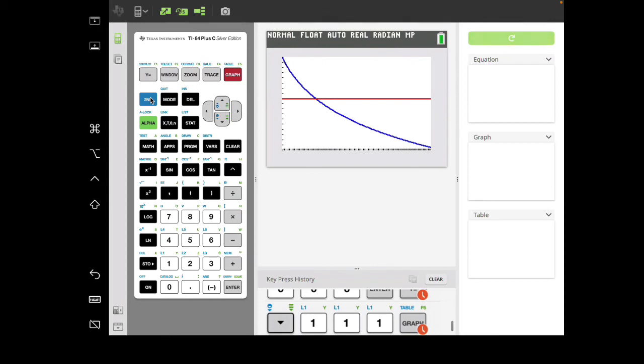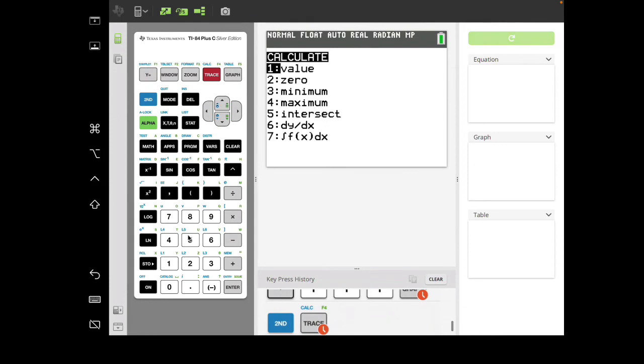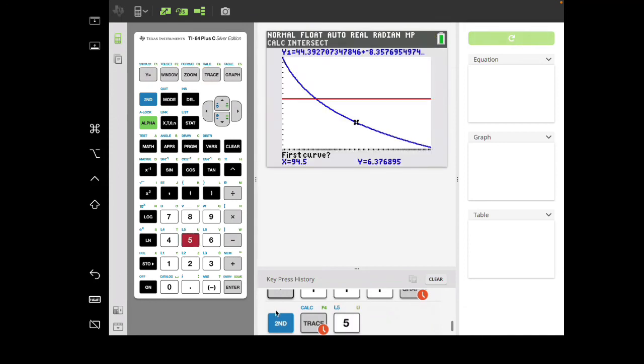Once we have that, we're going to press second trace, number 5. Go as close to the intersection as you can by moving your cursor left in my case. Press enter 3 times.